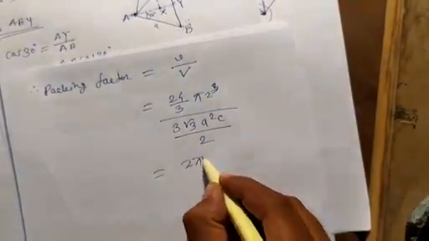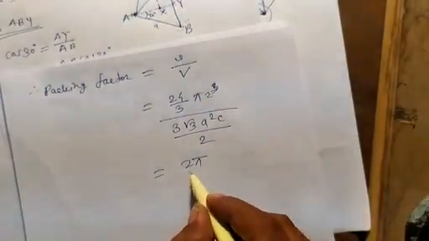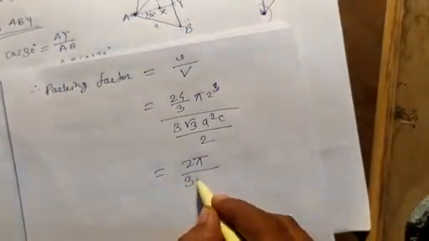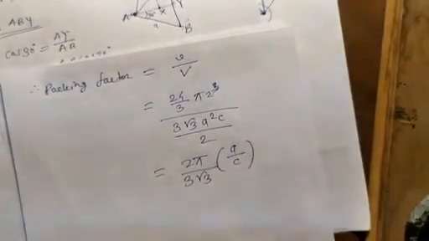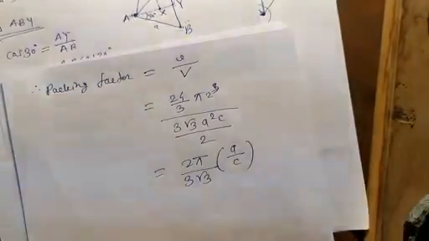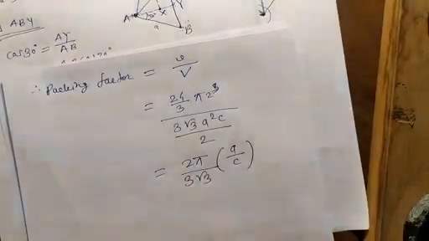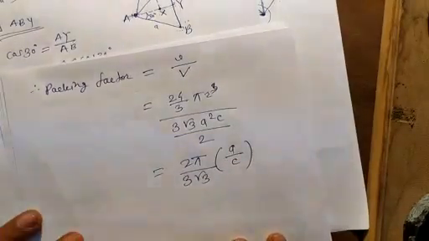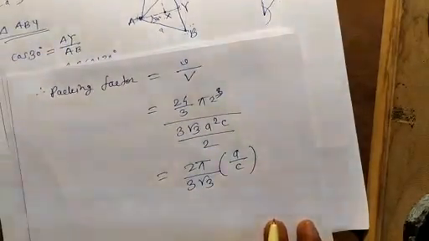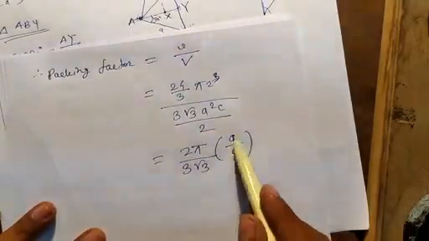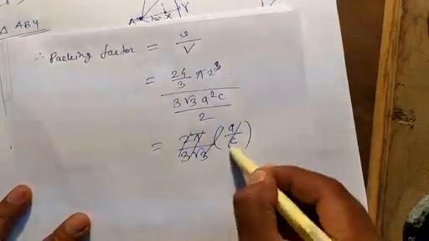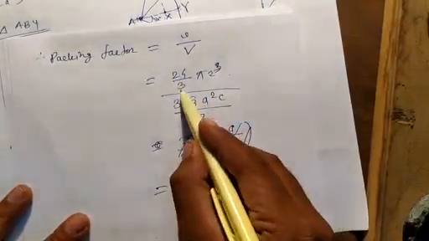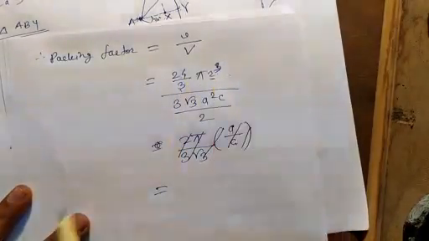twice pi upon 3√3 into a by c, twice pi r cube. Okay, r cube by a by c. Now in this equation we have just found a by c, but there is no a. Okay, just recalculate this. We have twice 24/3 pi r cube, where r is the radius of the atom.